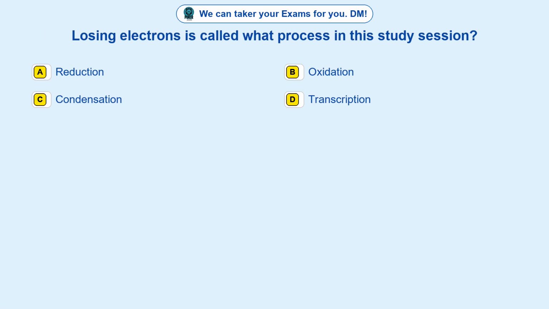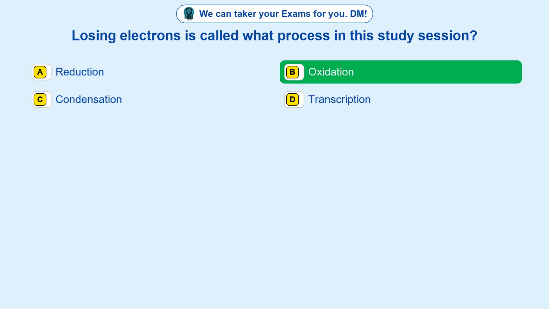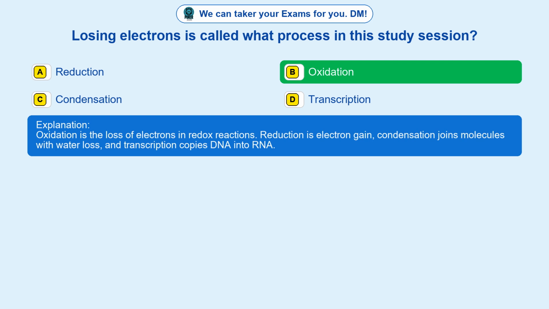Question 43. Losing electrons is called what process in this study session? Option A, reduction. Option B, oxidation. Option C, condensation. Option D, transcription. The correct answer is option B, oxidation. Oxidation is the loss of electrons in redox reactions. Reduction is electron gain, condensation joins molecules with water loss, and transcription copies DNA into RNA.